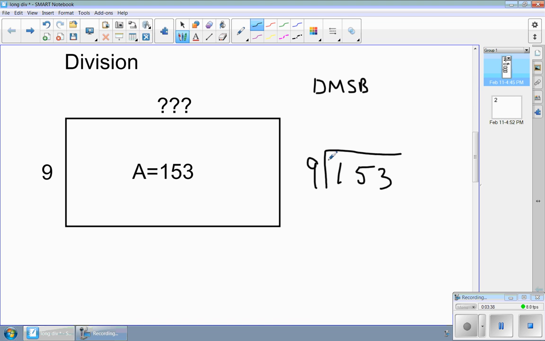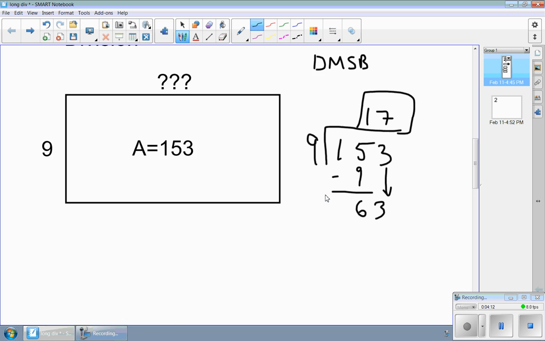9 does not go into 1. 9 goes into 15 one time. 9 times 1 is 9. Subtract, 15 minus 9 is 6. Bring down the 3. 63 divided by 9 is 7. So our quotient, the answer to a division statement, is 17. This, of course, works. This is one way that we are able to do it. However, being able to understand and being able to always conduct our division, putting it in context and knowing why it works, is also very important.